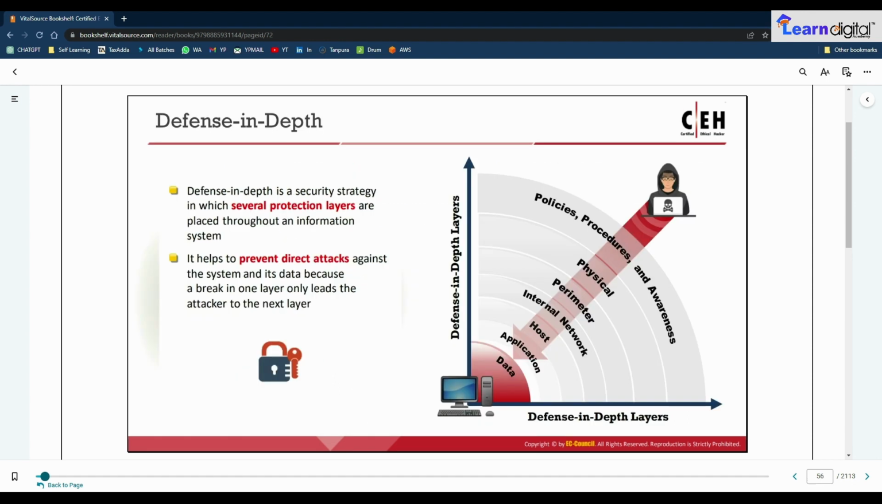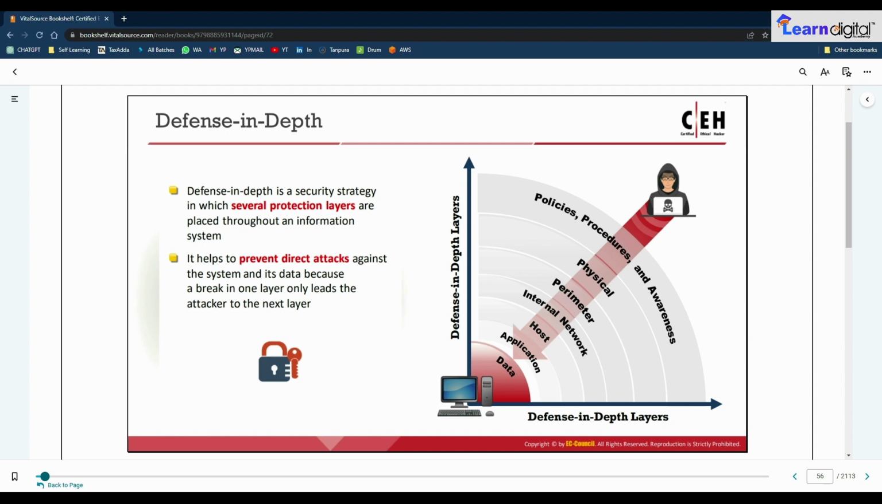The next point is defense in depth. Defense in depth is a security strategy in which security professionals use several protection layers throughout an information system. This strategy uses the military principle that it is more difficult for an enemy to defeat a complex, multi-layered defense system than to penetrate a single barrier. Defense in depth helps to prevent direct attacks against an information system and its data, because a break in one layer only leads the attacker to the next layer. If a hacker gains access to the systems, defense in depth minimizes any adverse impact and gives administrators and engineers time to deploy new or updated countermeasures to prevent a recurrence of the intrusion.